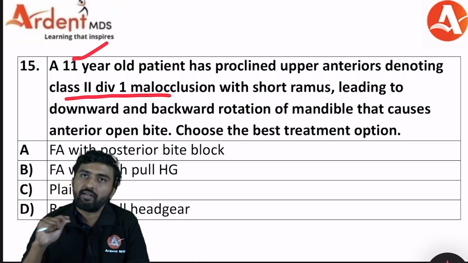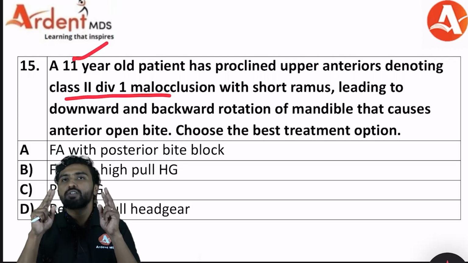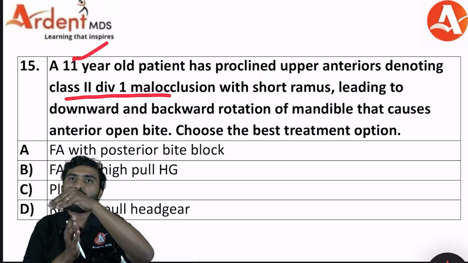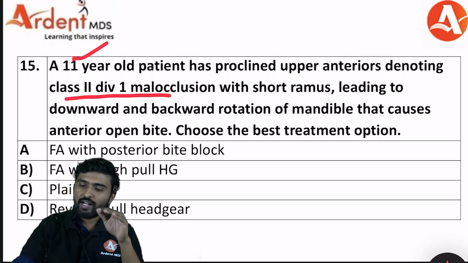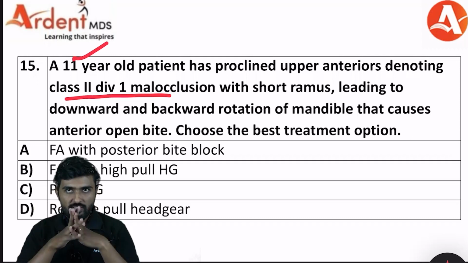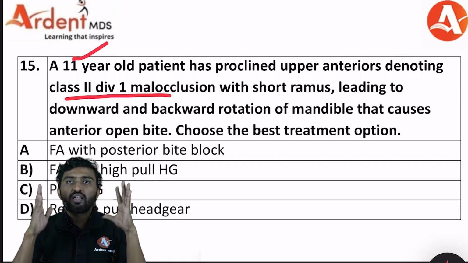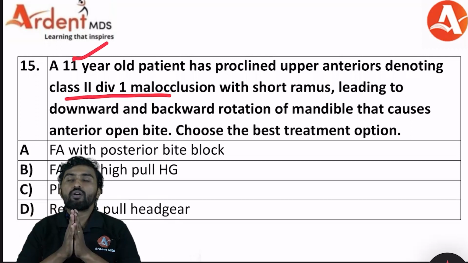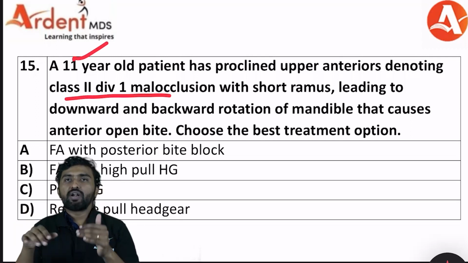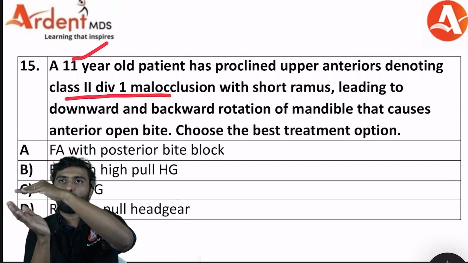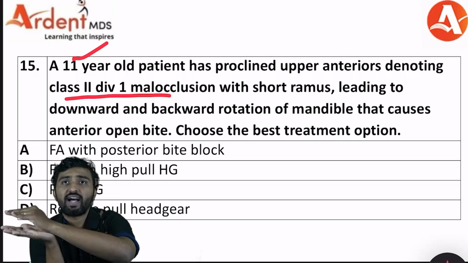Because of the short mandible, there has been downward and backward rotation of the mandible, presenting with an open bite. So now you have two scenarios: proclined dentition, and an open bite. To simplify this question, this is a growing patient, so we have to consider the functional appliance and orthopedic appliance. Now what are the presentations? One, the patient has proclined dentition. Two, the patient has an open bite. How do we address this?